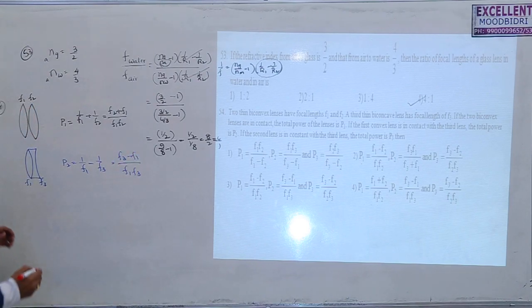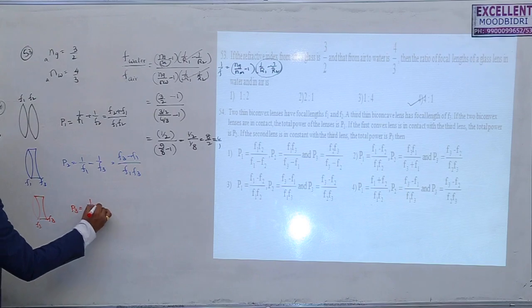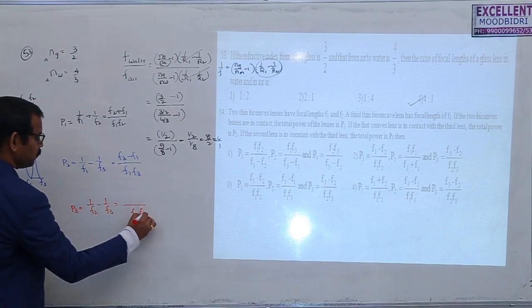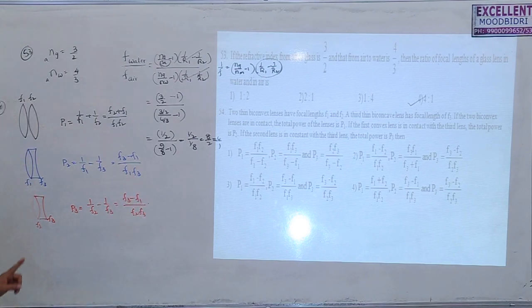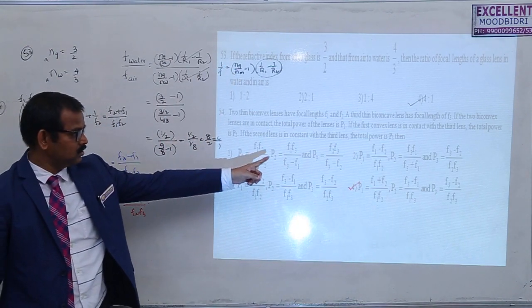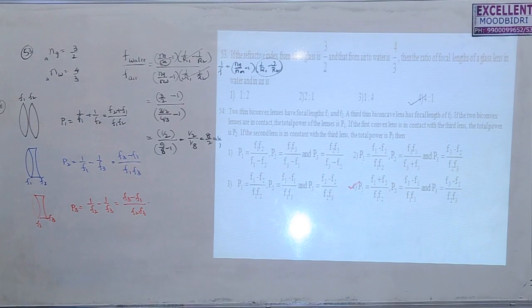But in the third case, the second lens f2 is kept in contact with f3 here. In that case, power is given by 1 by f2 minus 1 by f3. So this is f2 f3, this is f3 minus f2. So, the correct answer in this case is option 4. So, we need to check all these options there. So, the correct one is option 4.